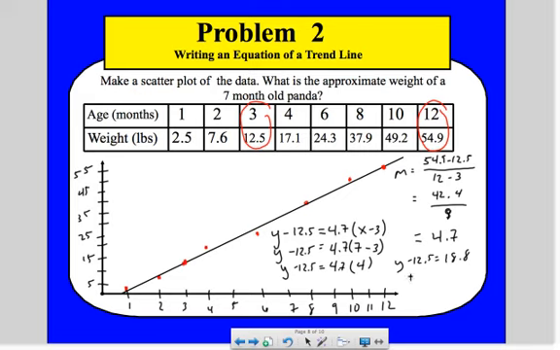And we're going to add 12.5 to both sides, and we're going to get y equals 31.3 roughly. So 31.3 pounds is what this panda is going to weigh at 7 months. So we'll put 31.3 pounds. That would be our answer to that problem.